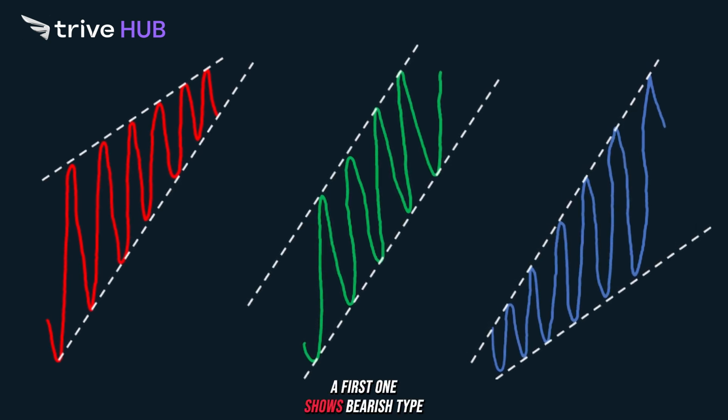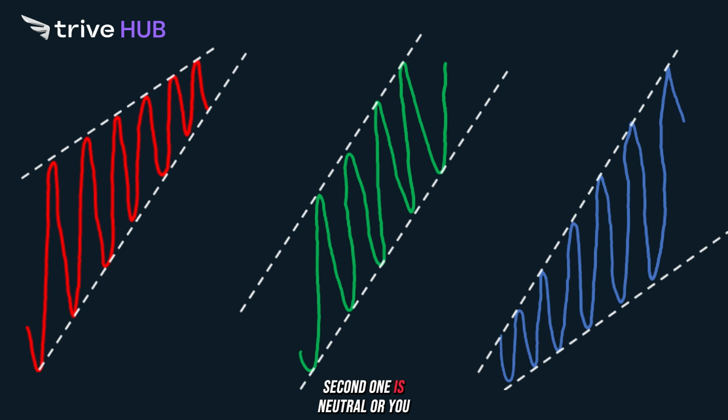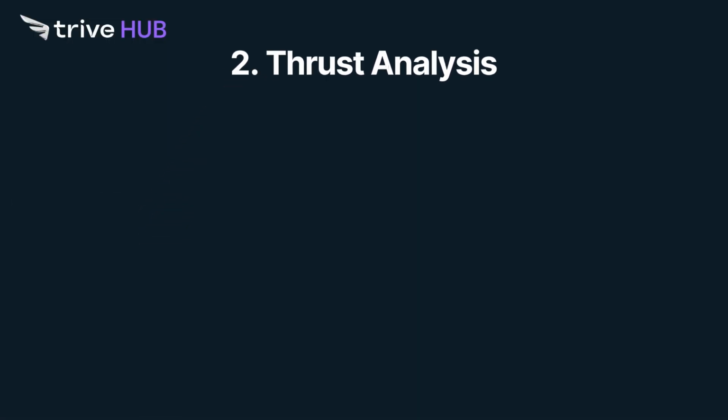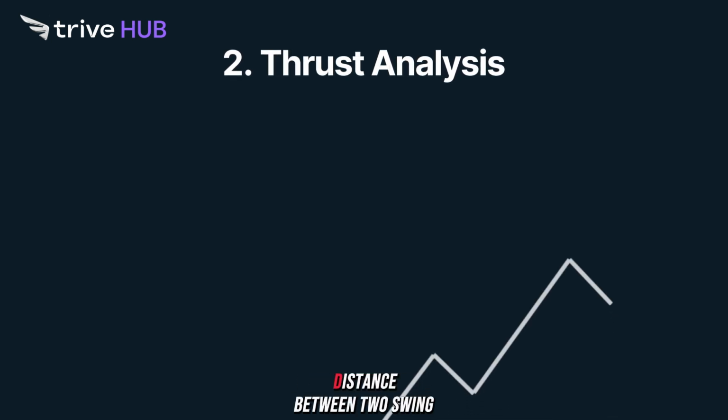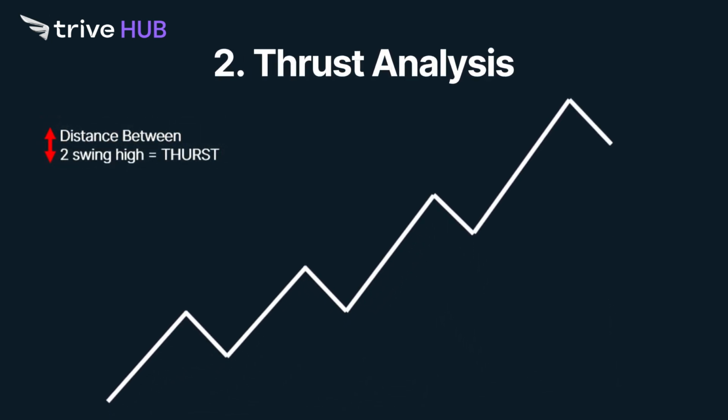The first one shows a bearish type of structure, the second one is neutral, or you can say it is bullish and may continue the rise in prices, and the third one is very volatile. The second factor is thrust analysis. Thrust, in simple words, is the distance between two swing highs.